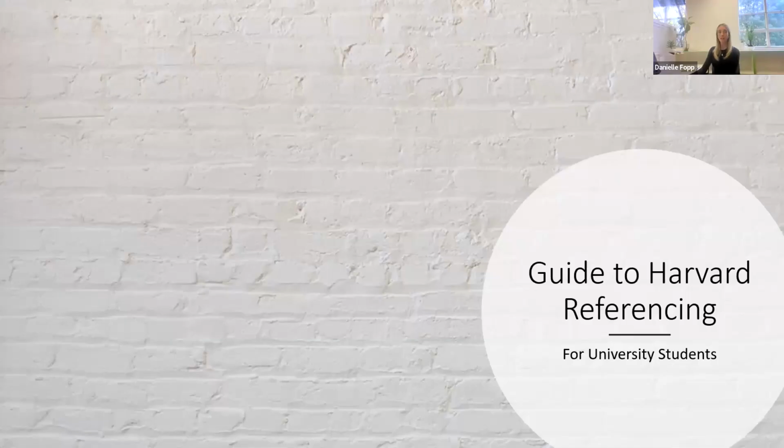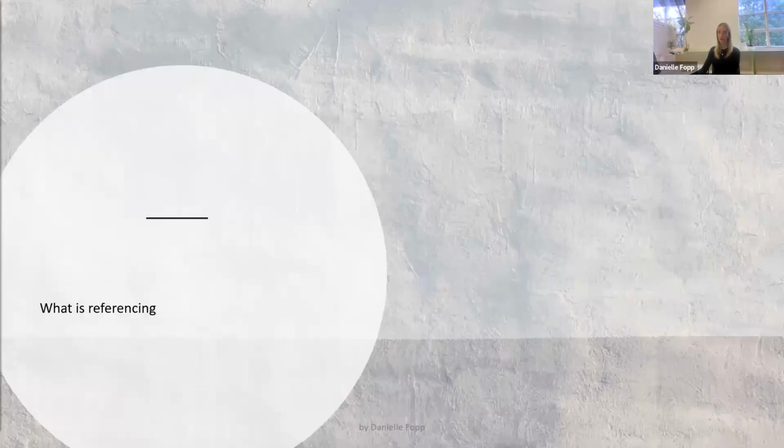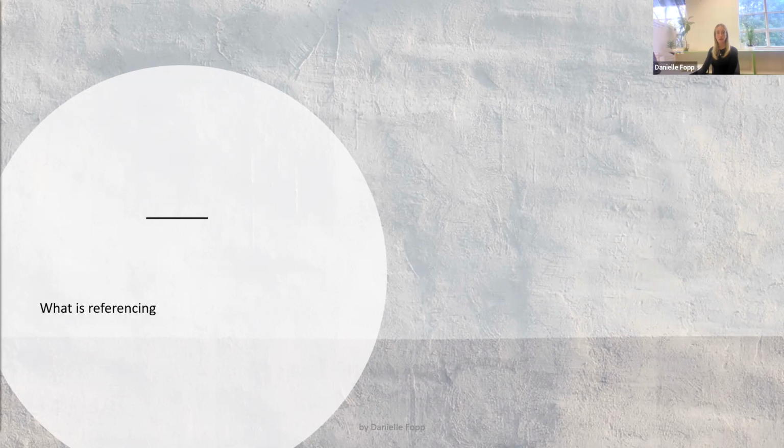We are going to be looking at how to reference using Harvard. And this video has been created for university students. So what is referencing? Well, when you write an assignment at university, you will use information from different sources to support and develop your thinking. Referencing demonstrates to your reader which ideas you have gathered from other sources and also where those ideas came from.